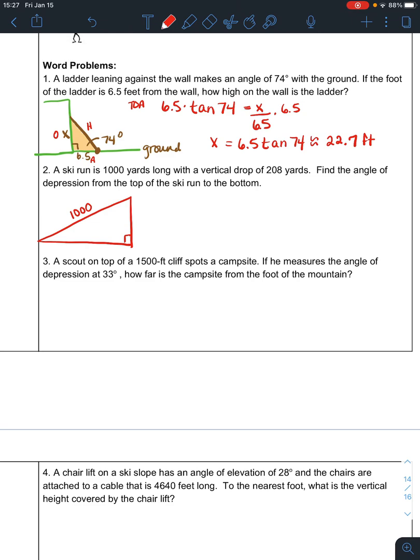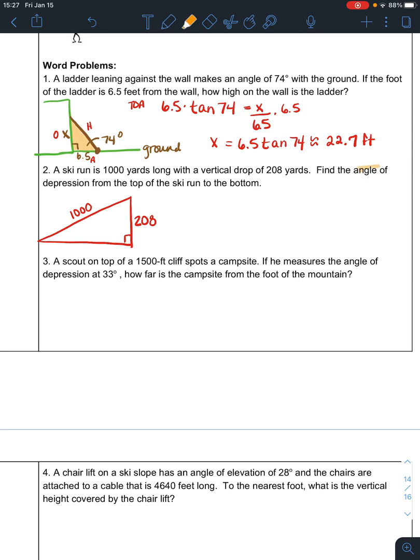Then you've got your vertical change and your horizontal change. It has a vertical drop of 208 yards. So from top to bottom, you have dropped 208 yards of altitude. Find the angle of depression from the top of the ski run to the bottom.